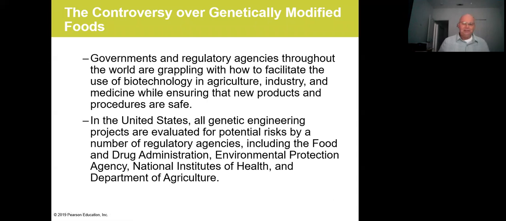There are a number of agencies here in the United States that regulate genetic engineering. So you've got the FDA, you've got the EPA, you've got the NIH, and the USDA. These are the agencies that are responsible for regulating genetic engineering research and giving approval for the sale of genetically modified organisms as part of the food chain.